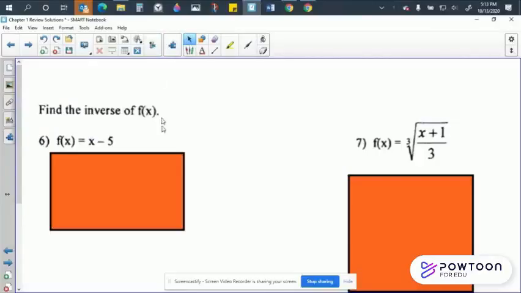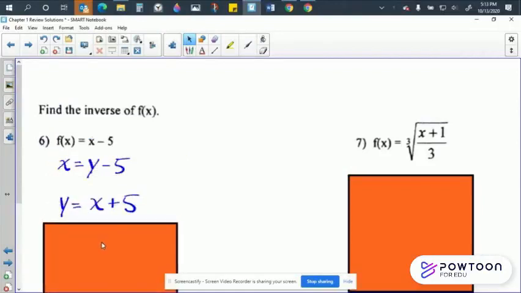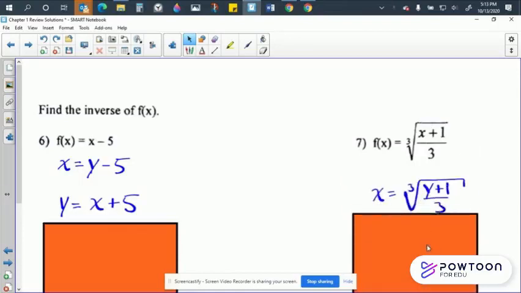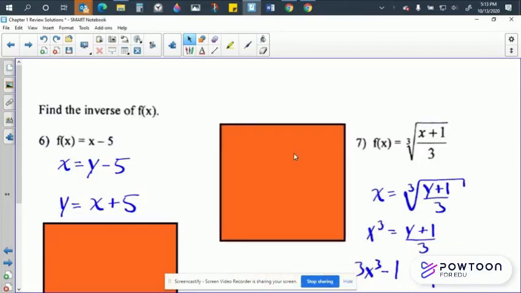Okay, to find the inverse of f of x, this is where x and y trade places. So x equals y minus 5, and simplify, and have x and y trade places. Cube both sides. Solve for y, 3x cubed minus 1.